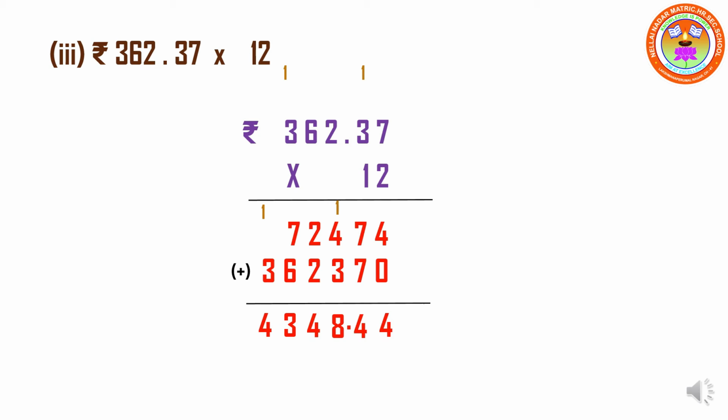Now, here you have the paise. Yes, the decimal point is there. And it is having two places, 3 and 7. So your answer should also have two numbers. So what is the answer when you multiply? It is 4,348 rupees and 44 paise. Okay, children?